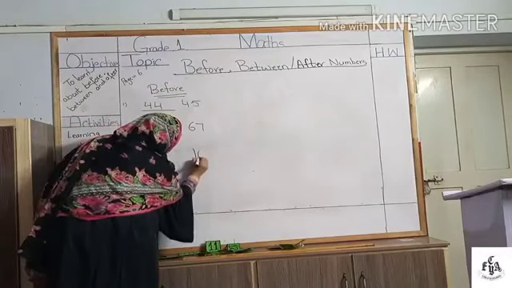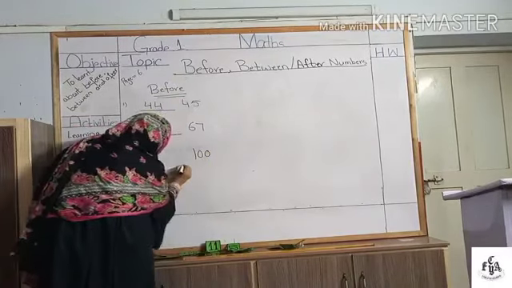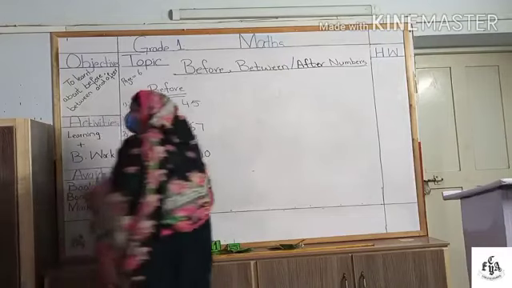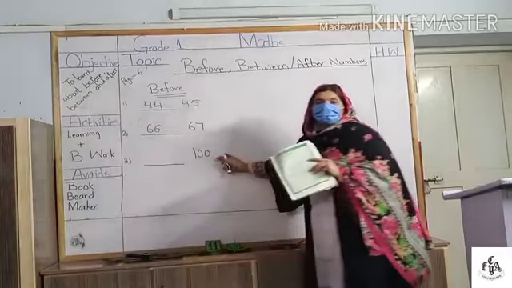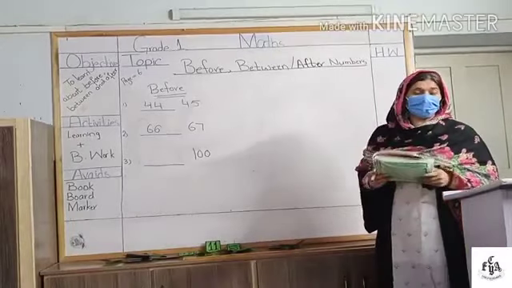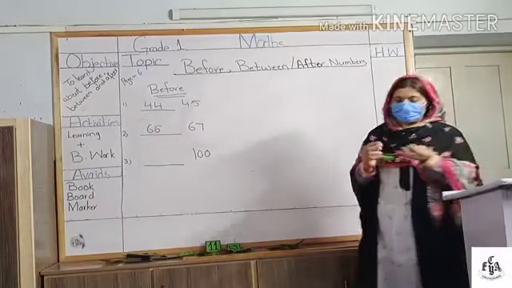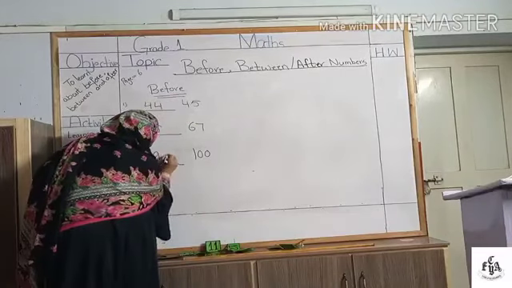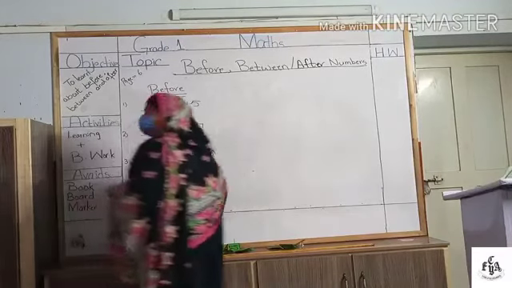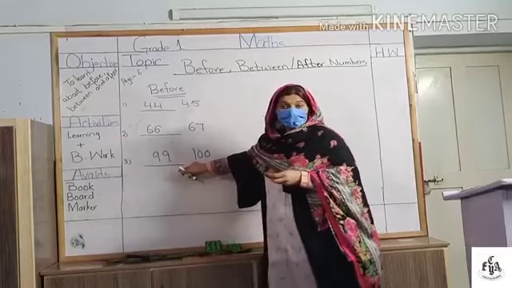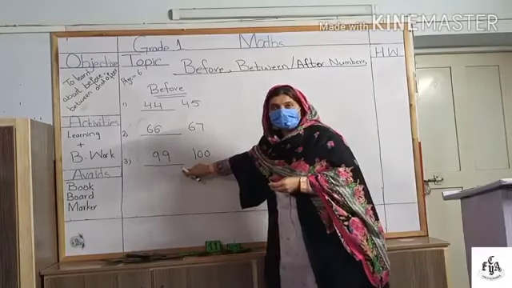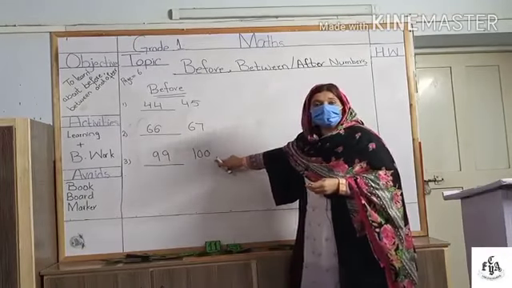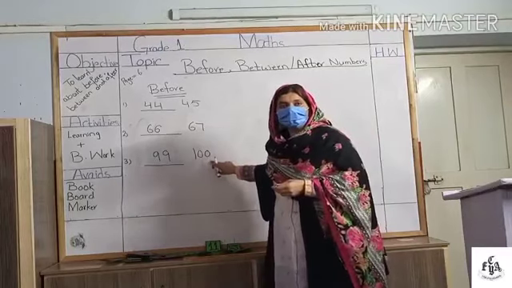The third one is 100. It's very easy. What will come here? 100 से पहले क्या आता है? Very good. बहुत जल्दी बोल लिया. 99. Excellent. The last two digit number is 99, and the first three digit number is 100. Excellent.